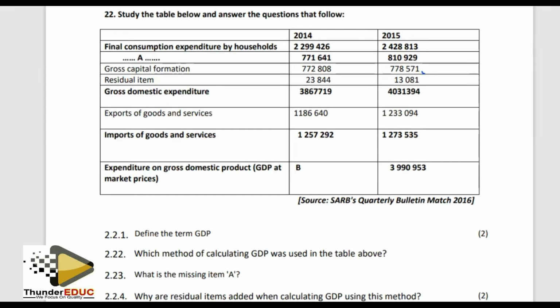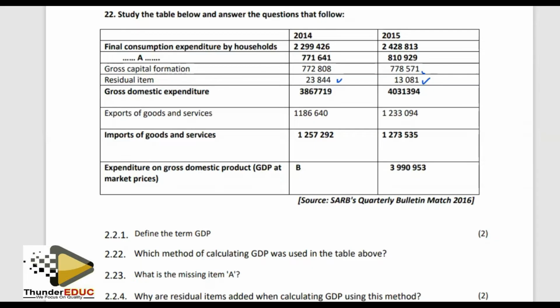Residual items are given here. In order to avoid errors and omissions, we always add residual items when we are calculating national income. We add residual items specifically to avoid errors and omissions that could have been made when we are collecting data regarding expenditure.